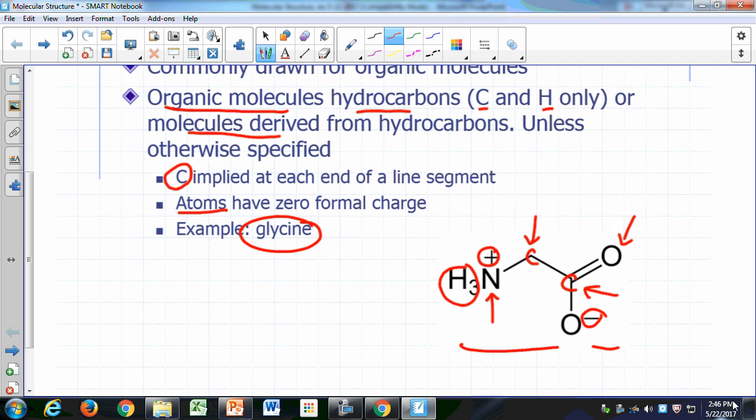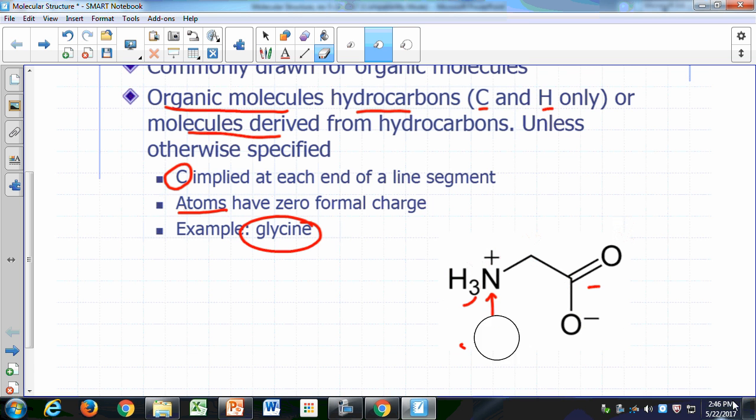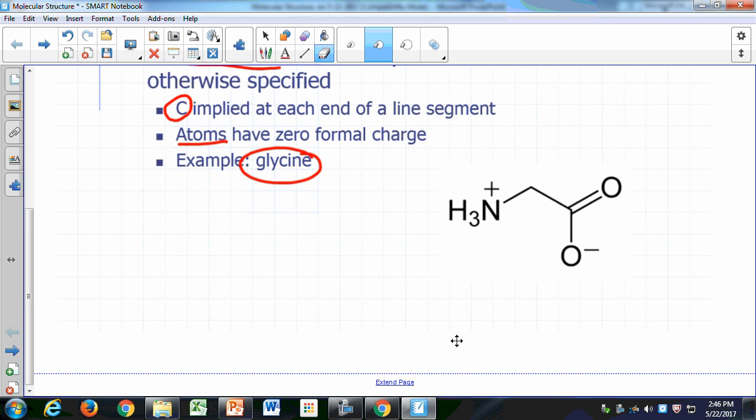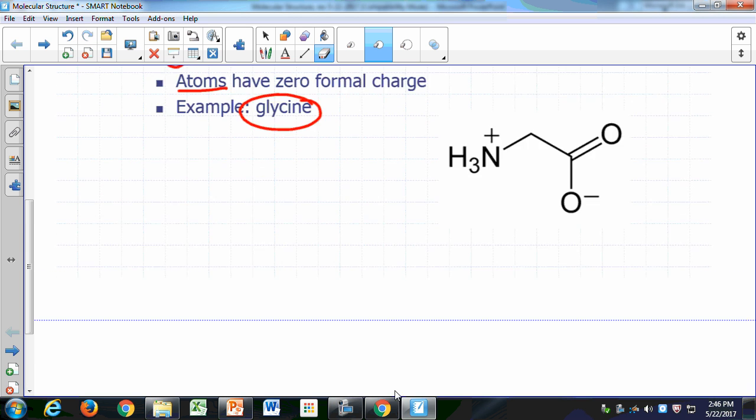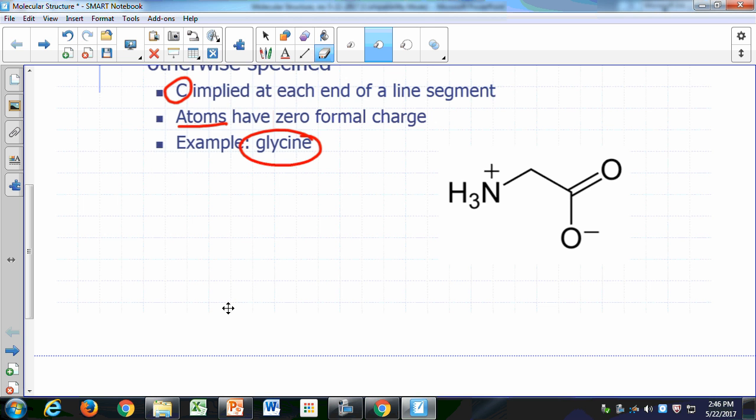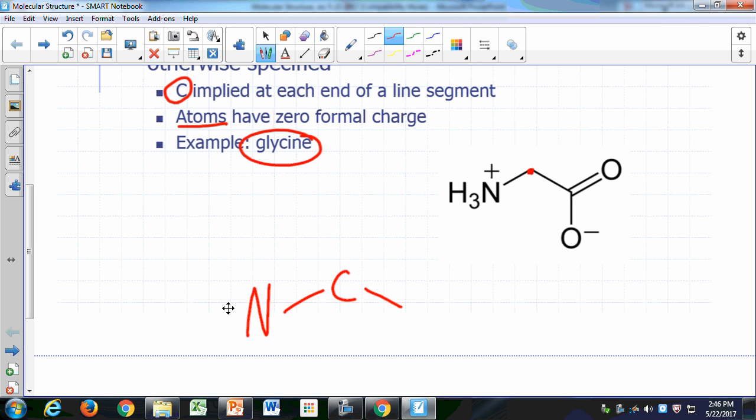So let's expand this structure and see a more complete sketch of this Lewis structure. What you would have is something like this. You have your nitrogen attached to a carbon, attached to another carbon, doubly bonded to an oxygen, and this carbon has a single bond with this other oxygen.